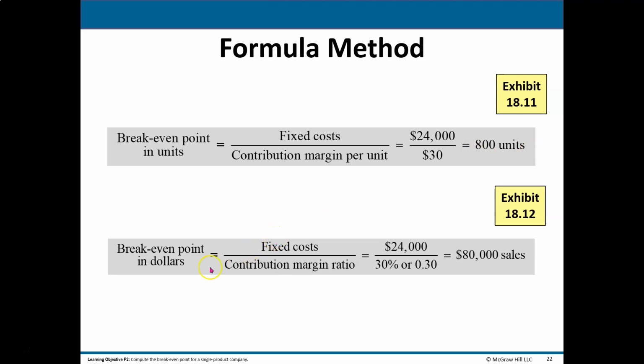Now I can also calculate that in dollars. I can take my fixed costs, divide that by my contribution margin ratio here, which we determined was 30%. So I'm going to take 24,000, divide that by 0.30, and that's going to give me $80,000 in sales. Now, does that look like it's going to be right? Yes, because if I need to sell 800 units and each football sells for $100 each, 800 footballs times the sales price of $100 each is going to give me $80,000 in sales of Riddell's footballs.